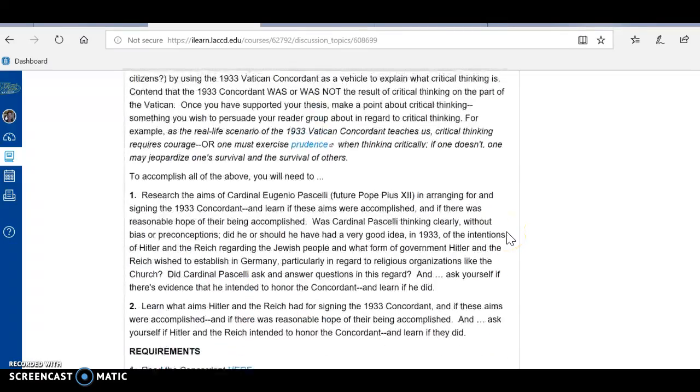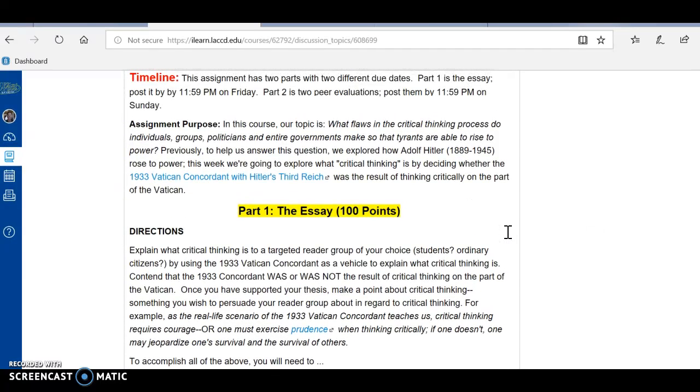Okay, let's scroll back up to part 1. And let's look at our assignment purpose first, right above part 1. In this course, our topic is what flaws in the critical thinking process do individuals, groups, politicians, and entire governments make so that tyrants are able to rise to power? Previously, to help us answer this question, we explored how Adolf Hitler, 1889 to 1945, rose to power. This week, we're going to explore what critical thinking is by deciding whether the 1933 Vatican Concordat with Hitler's Third Reich was the result of thinking critically on the part of the Vatican.